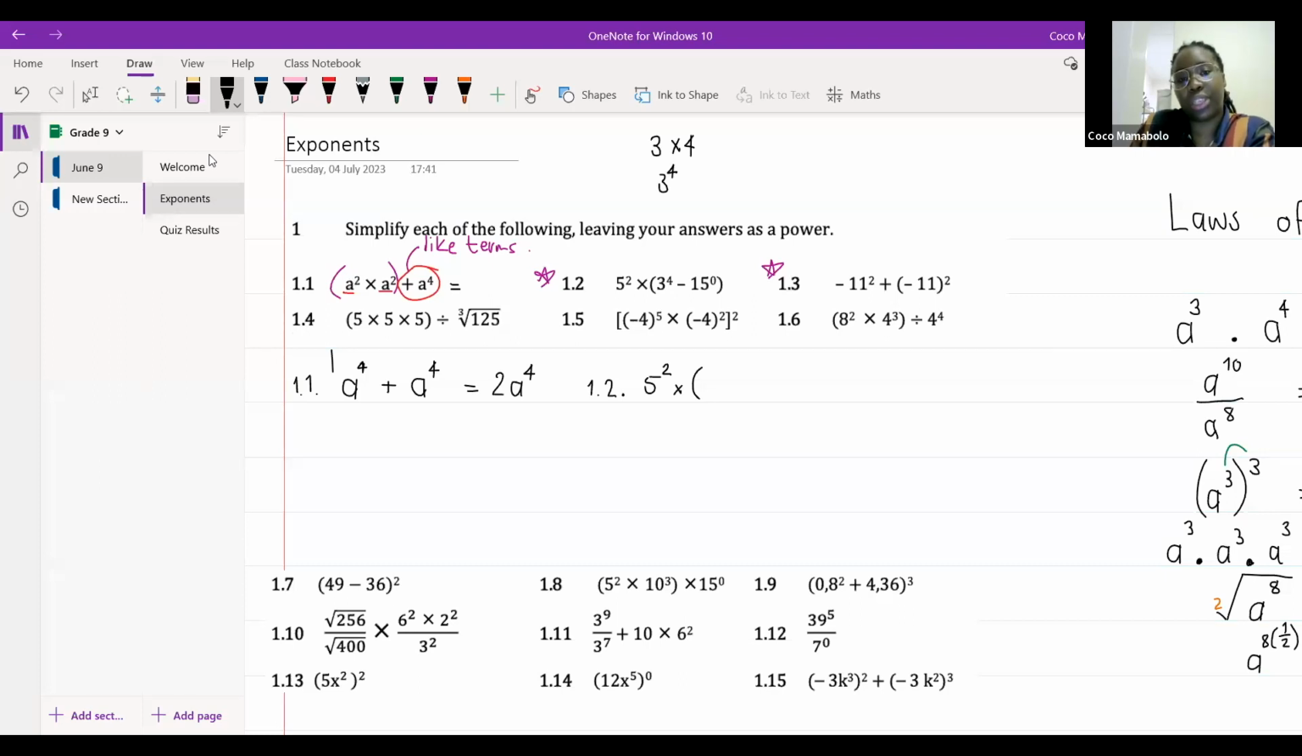Remember, 3 times 4 will give us 12, yes. 3 to the power of 4 is the same as 3 multiplied by itself 4 times. So 3 times 3 times 3 times 3. You have to do it 4 times. So you'd have to tell me, what is 3 times 3 times 3 times 3? Quick maths.